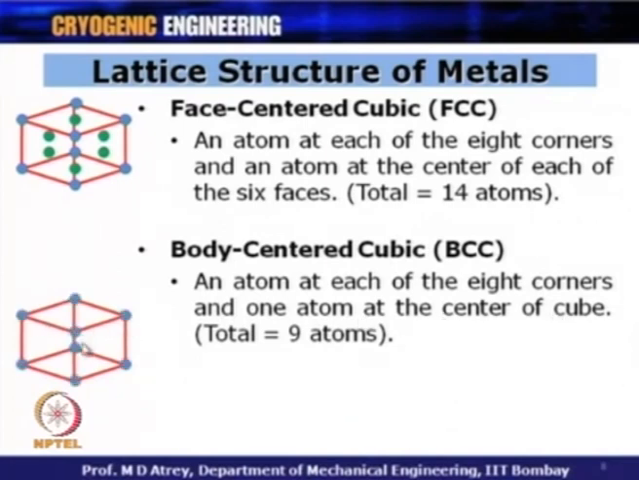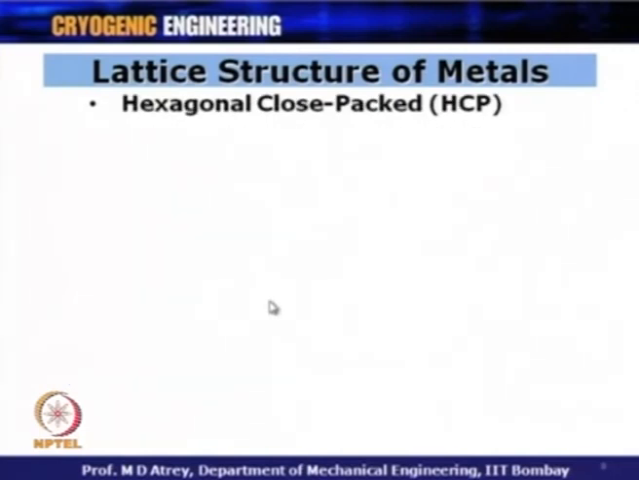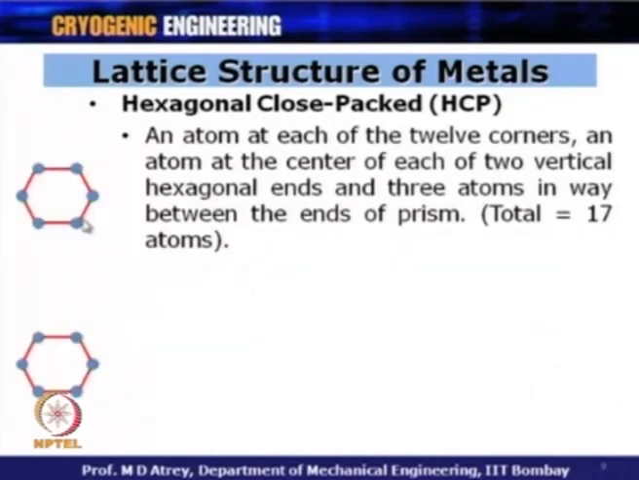That means there are 8 corners plus 1 at the center, which makes it 9 atoms in total for BCC material. As far as HCP material is concerned, which is hexagonal close packed, we have got hexagonal sites now. We have got 2 hexagons, one at the top, one at the bottom, and there is an atom at each of these corners, and this makes 12 corners.